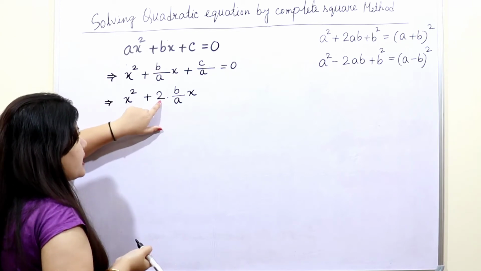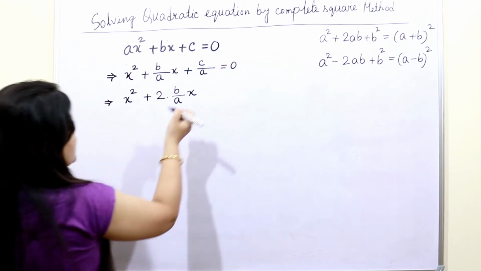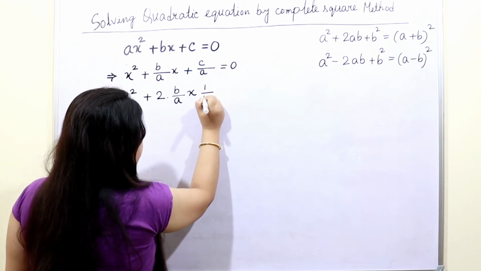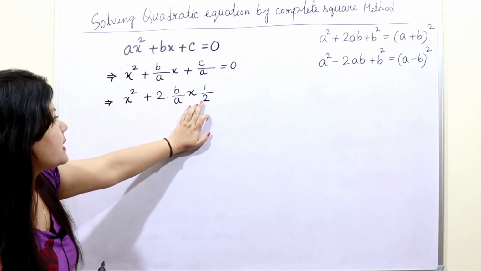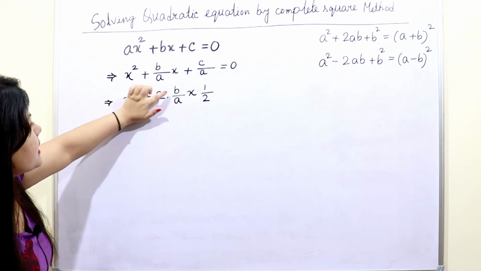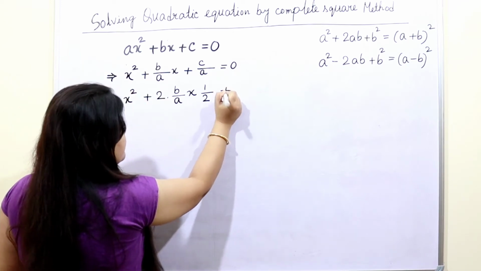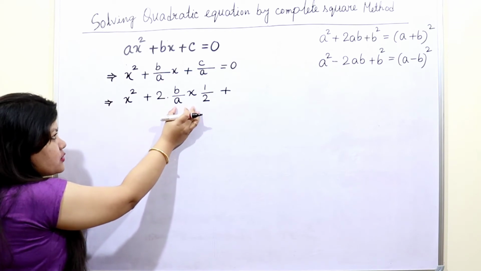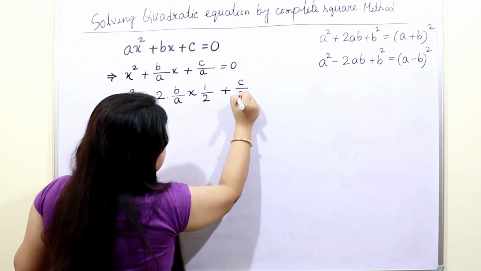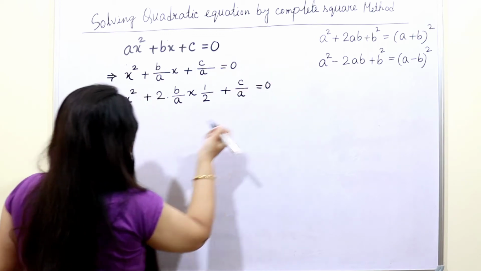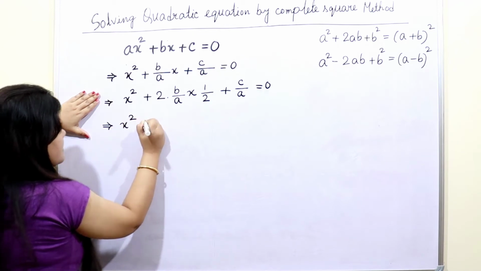Now see, here we have introduced the value 2. So to equalize the value, we have to write 1 by 2 here. That 2 and 1 by 2 will cancel out and we will get the same value, b by a x. Okay, now we have arranged this term. We will keep this term as the same value, so this is c by a. After that, this is x square.